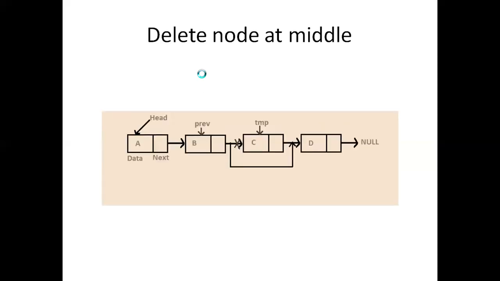Now delete node at middle position. Suppose we want to delete the C node. So A, B, C, D are our list. A next node is B, B next node is C, C next node is D. So I want to delete the C node. How to delete? Here B next should be C next.